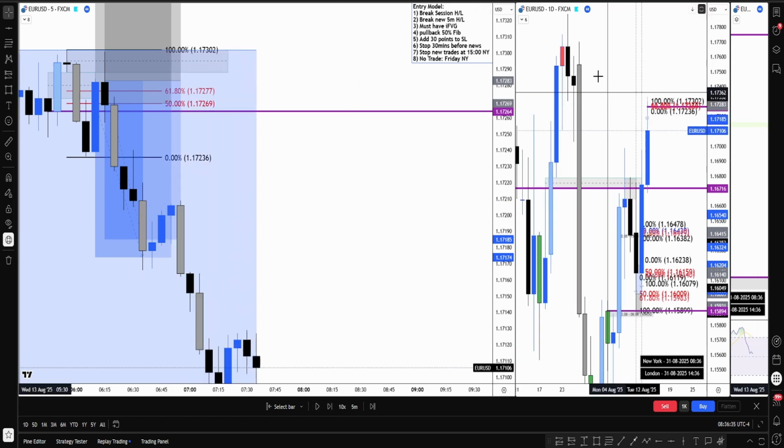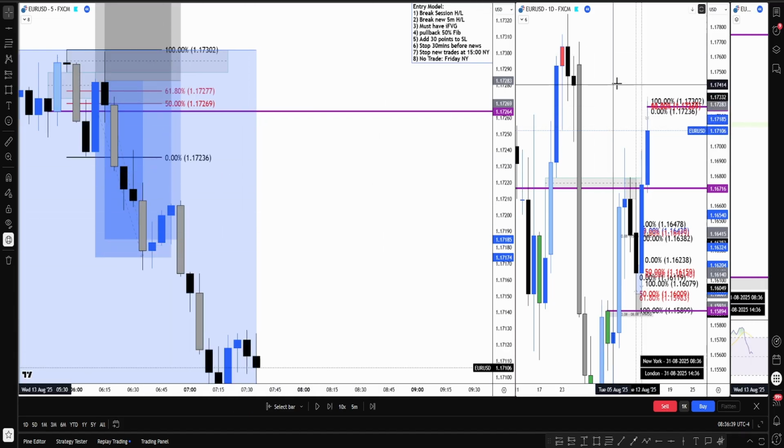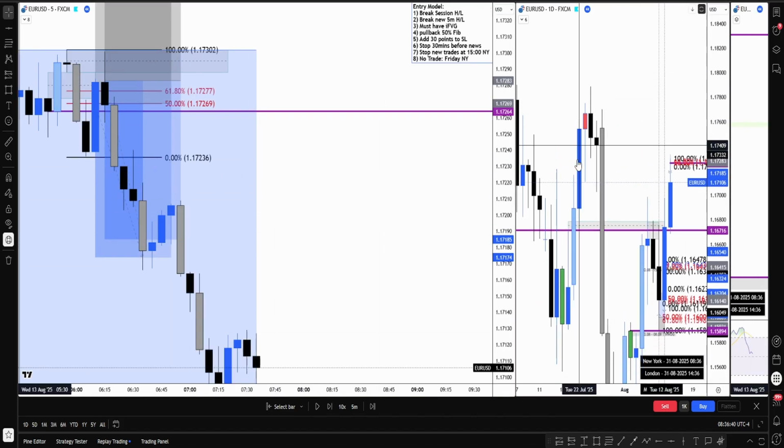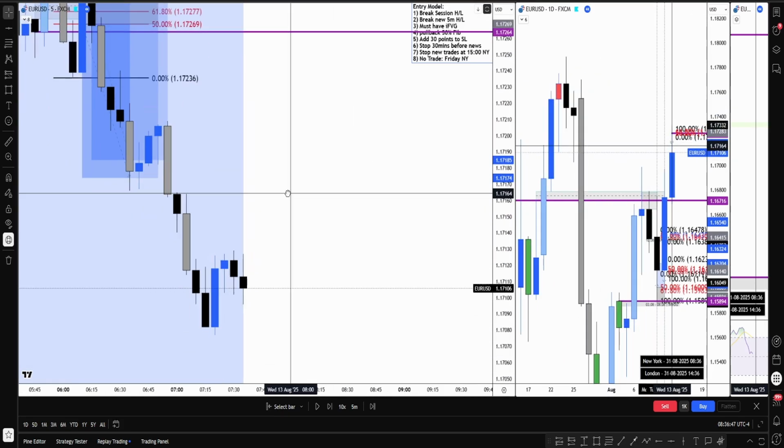Because why? Why did we turn? Why did price have such a good big reaction here? Because we are on a daily order block here. That's why, in this area. In any case, let's move forward.